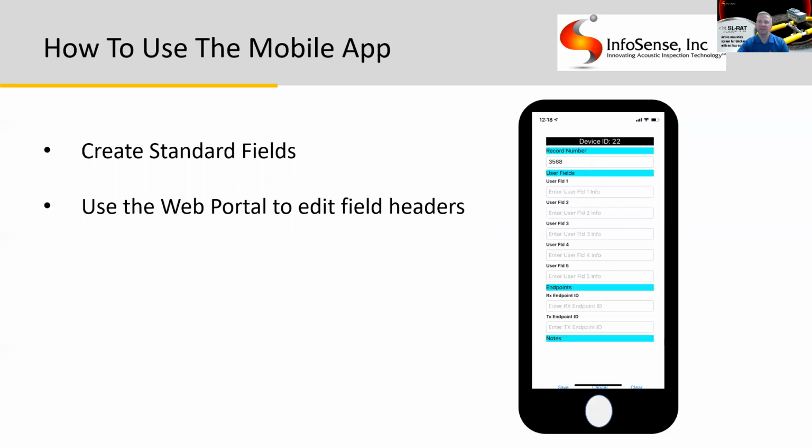You will notice the 5 user fields are listed as user 1, 2, 3, etc. This is also how they will be labeled correspondingly in your SLDog web portal. You can change these field headers to create standard fields for your crews to use to make sure the data is being recorded appropriately. Once you change the field names in the web portal, it will transfer across to your mobile app for all of your SLRAT devices.